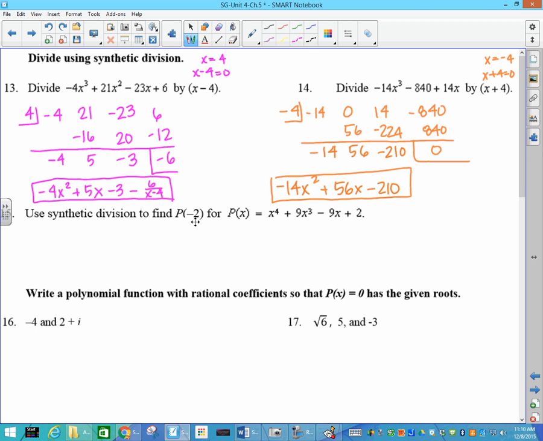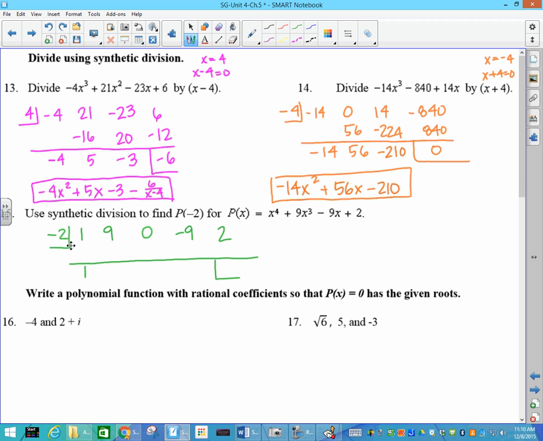Use synthetic division to find p of negative 2 for that polynomial. So if I give it to you like p of negative 2, you don't have to do any of this stuff. You already have the number that you need. So I start with negative 2. 1x to the 4th. There's my x cubed. I do not have an x squared. There's my x, and there's my constant. So that gives me, and this is my remainder, but that will also be the answer to the problem.